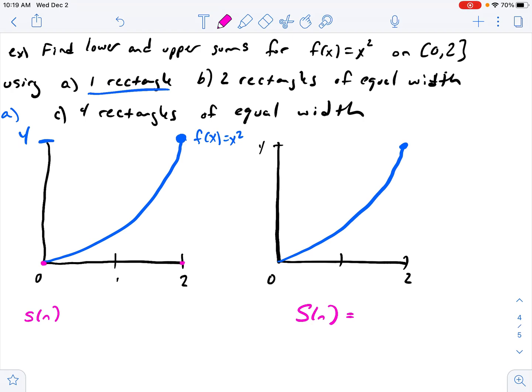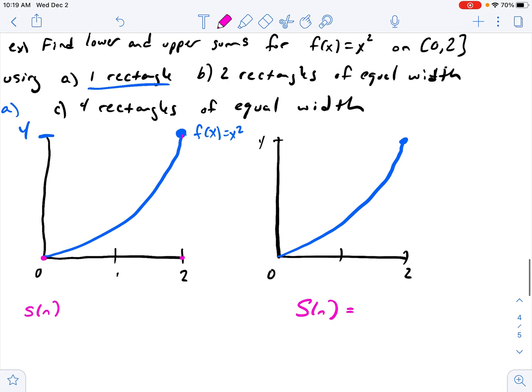Which y value is higher, the y value at 0 or the y value at 2? Well, the y value at 2 is higher, the y value at 0 is lower. So for lower sums, I would go up at 0, and that would be the height of the rectangle. That's kind of weird. That's a rectangle of height 0 times width 2. That's an area of 0.